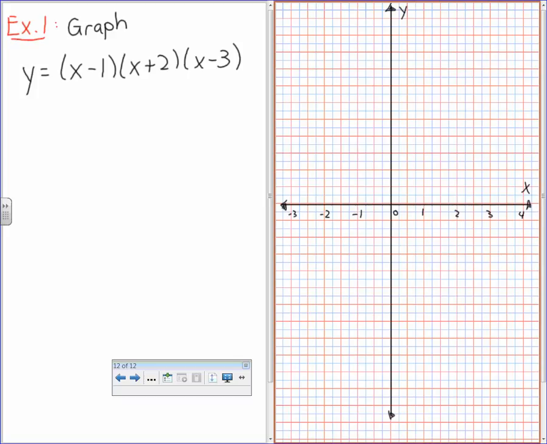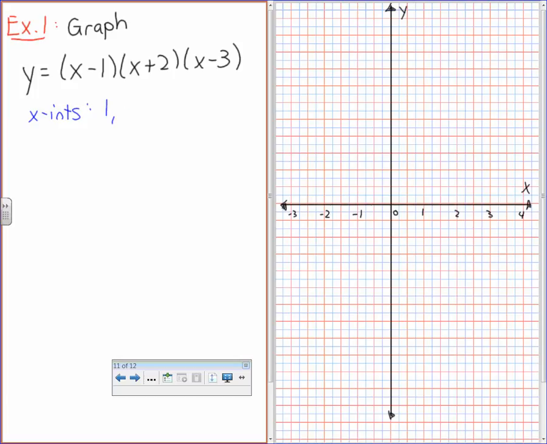I skipped a line, so I used every 2 boxes, or every 2 squares, to represent 1. Okay, I'm going to put my x-intercepts in here. From here, what are my x-intercepts going to be? So -2 is going to be here, +1 is going to be there, and +3 is going to be there.